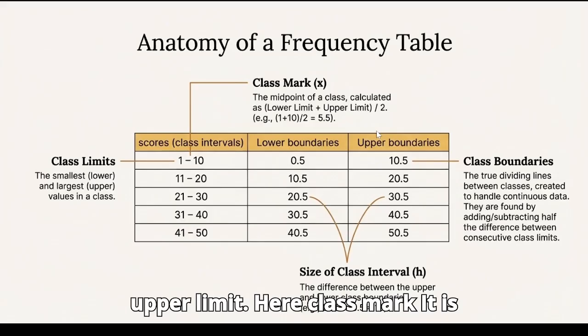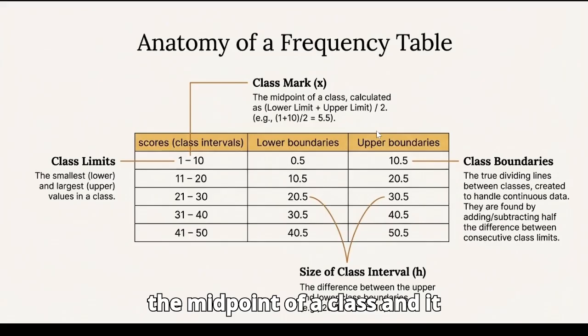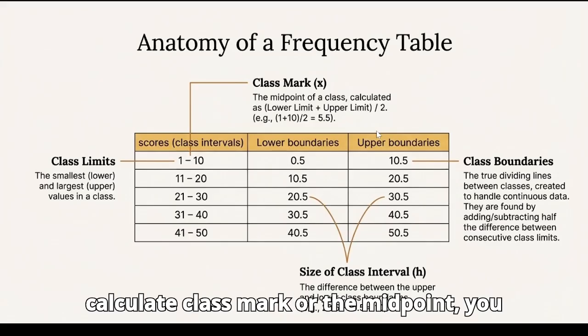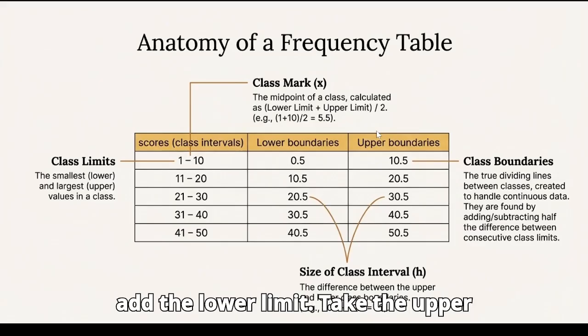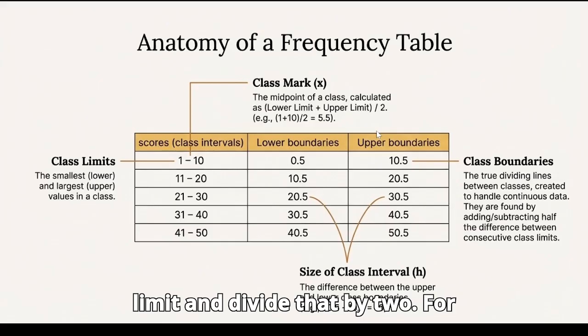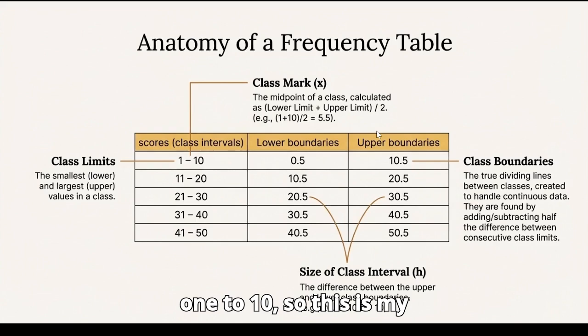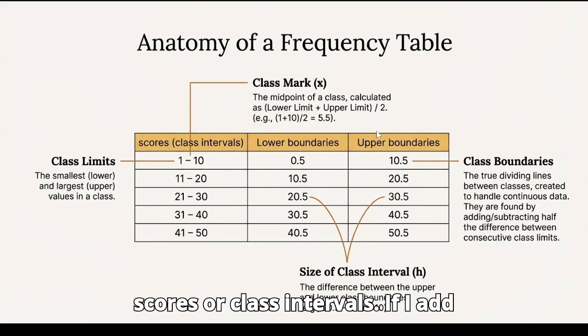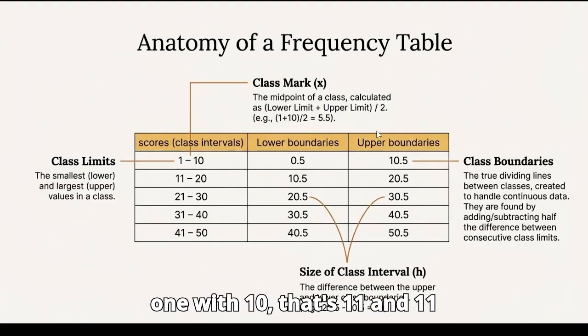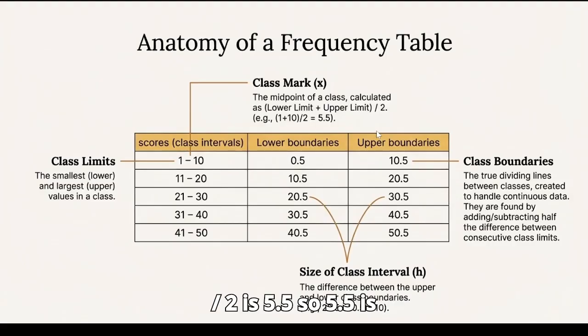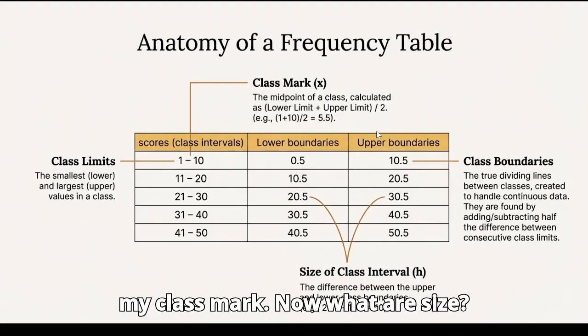Here, class mark, it is the midpoint of a class and it's denoted by X. In order to calculate class mark or the midpoint, you add the lower limit with the upper limit and divide that by 2. For example, in the first class, I have 1 to 10. So this is my scores or class intervals. If I add 1 with 10, that's 11, and 11 divided by 2 is 5.5. So 5.5 is my class mark.